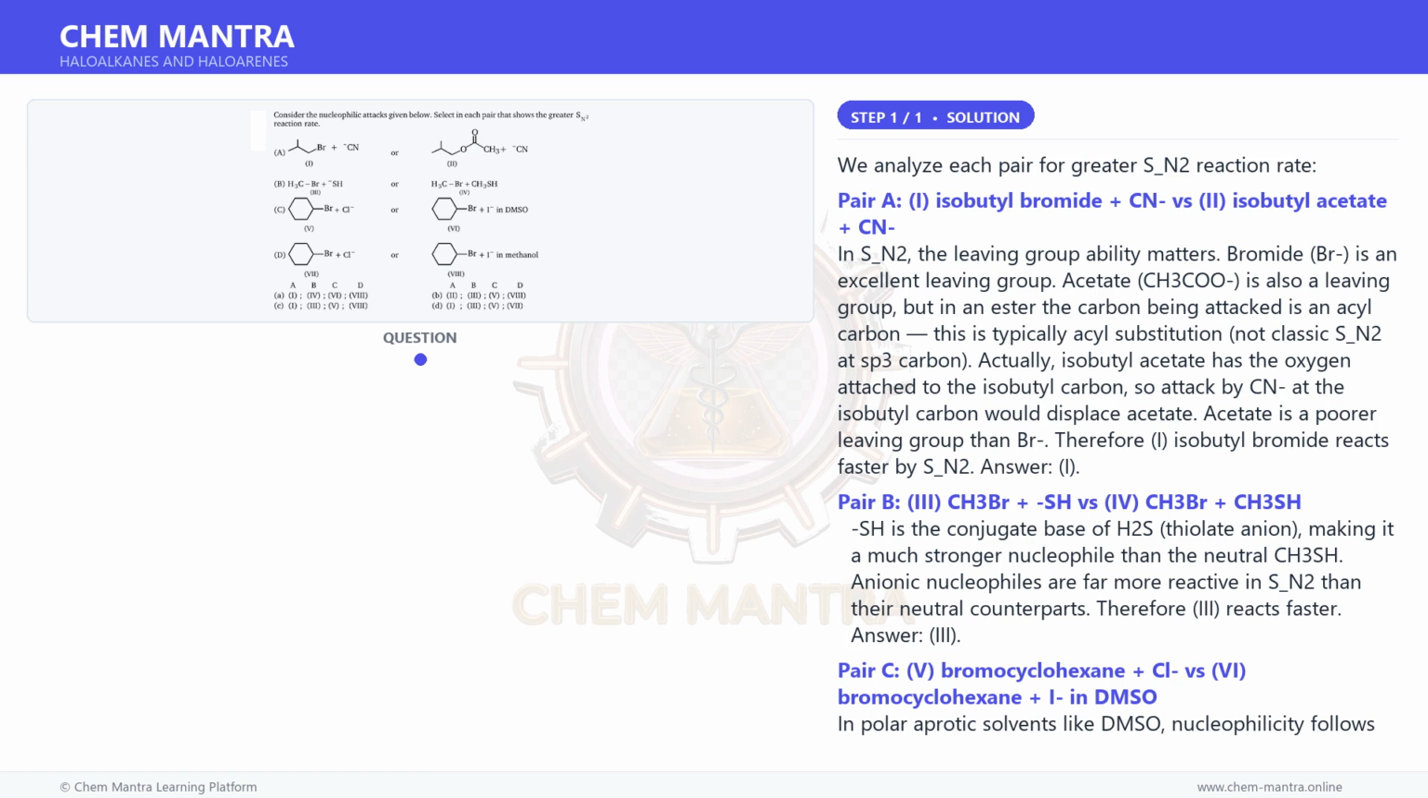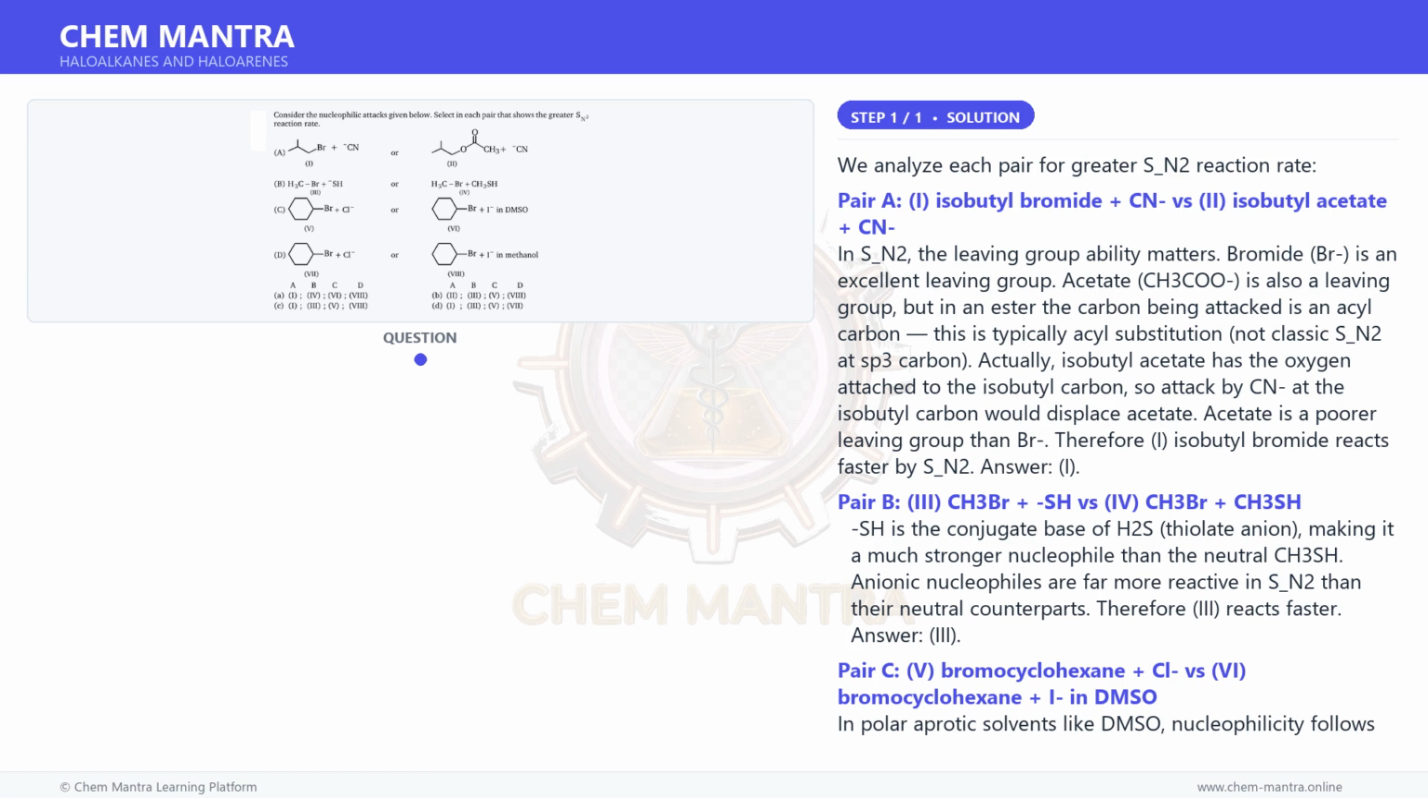But wait, we must also consider that Br is already present as the leaving group, and iodide would displace it faster due to higher nucleophilicity in DMSO. Actually, in aprotic solvents, the nucleophilicity trend is I- > Br- > Cl-, so 6 with I- in DMSO would be faster than 5 with Cl-. Answer: 6. But the correct answer is option C. C gives 5. Let me reconsider. In DMSO, aprotic, I- is a better nucleophile than Cl-, so 6 should be faster.